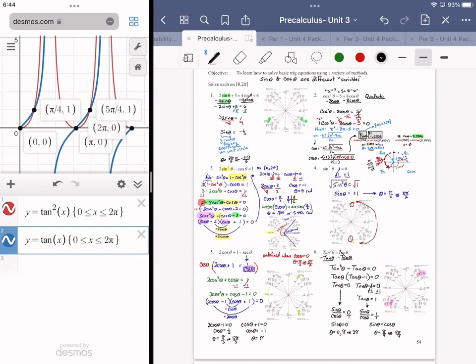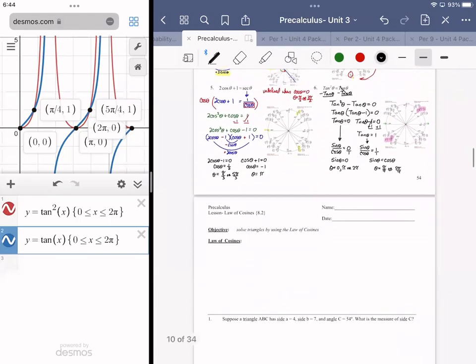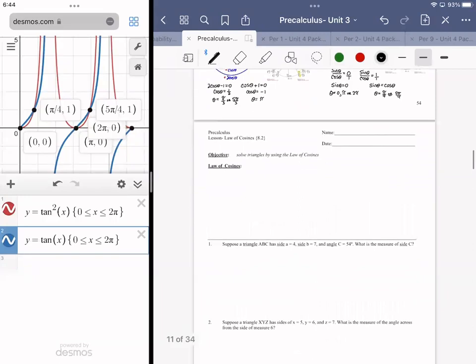If Desmos is going to tell you that, and not only that, tell you what they are, that's definitely a good thing. All right. So we're going to shift some gears here. We're going to talk about applications of trigonometry. So the law of sines and the law of cosines. We'll start with the law of cosines.